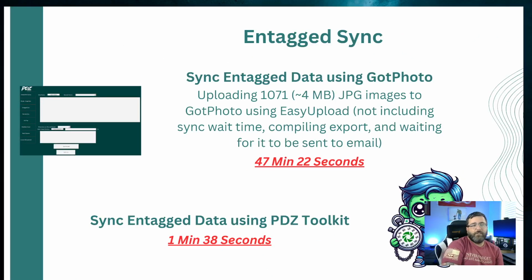This is the test I ran yesterday. I uploaded 1,071 images to GotPhoto using Easy Upload, which has your 5 or 6 streams running at once. It took me 47 minutes and 22 seconds just to upload the data. That doesn't include waiting for it to synchronize. That doesn't include having to re-download it if I sort it into teams or anything like that. That's literally just from when I clicked upload to when I saw that it said I could hide the finish, because it finally finished. 47 minutes and 22 seconds.